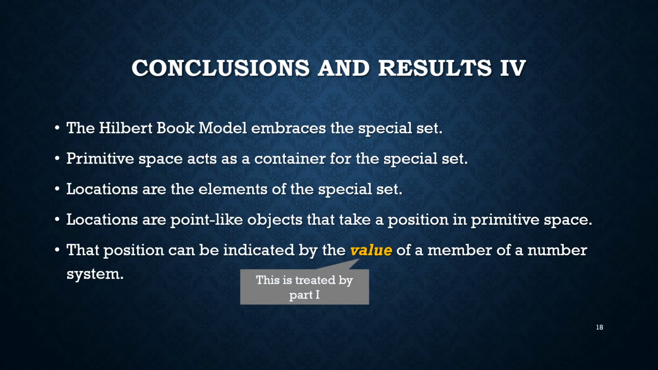The Hilbert Book Model embraces the special set. Primitive space acts as a container for the special set. Locations are the elements of the special set. Locations are point-like objects that tell a position in primitive space. That position can be indicated by the value of a member of a number system. This is treated by Part 1.